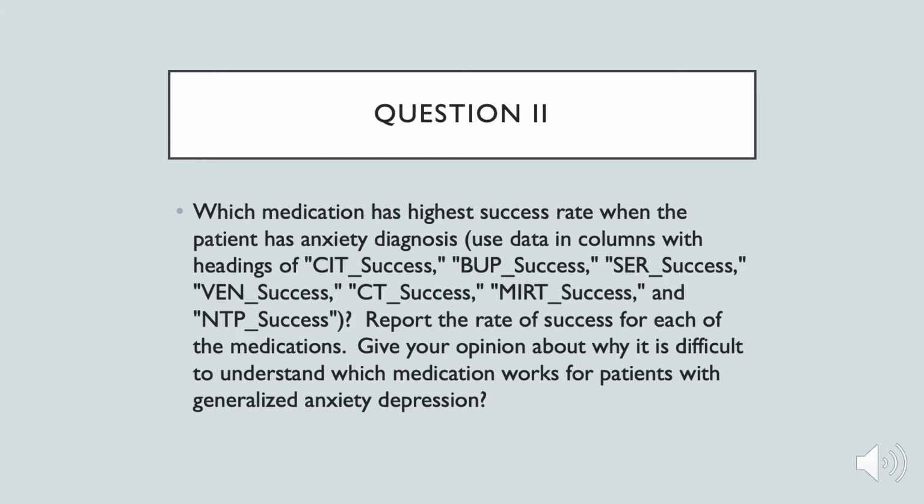Question 2 states which medication has the highest success rate when the patient has anxiety diagnosis. So report the rate of success for each of the medications. Give your opinion about why it is difficult to understand which medication works for patients with generalized anxiety depression.